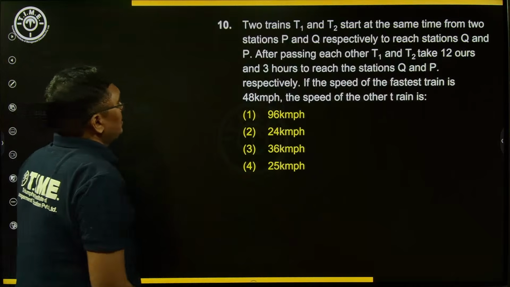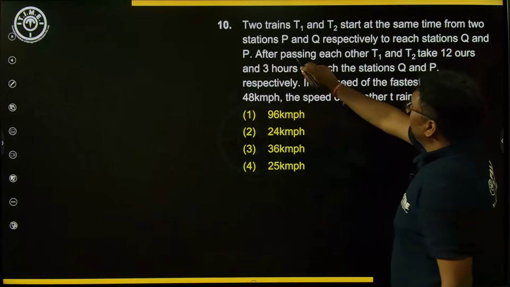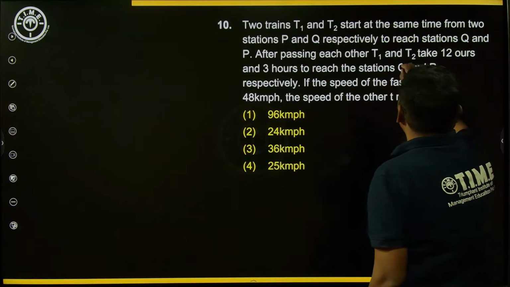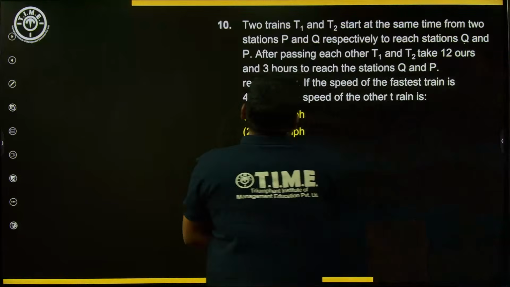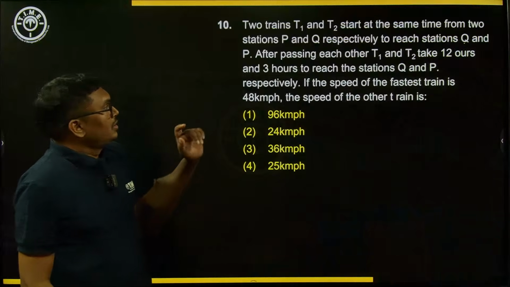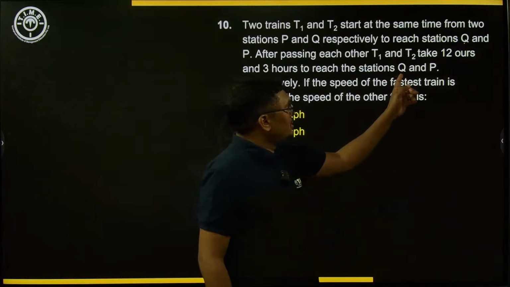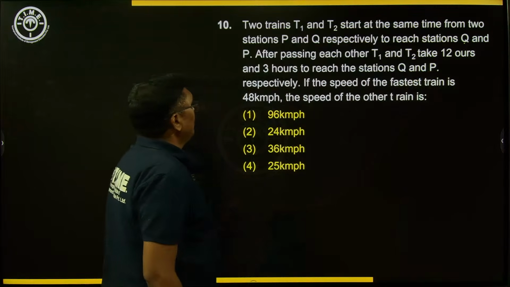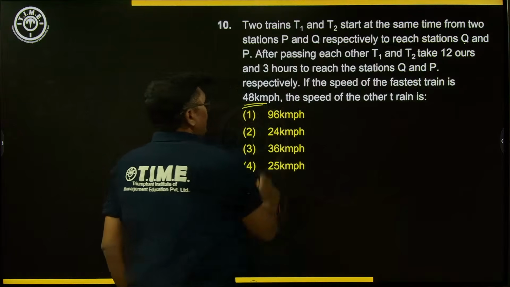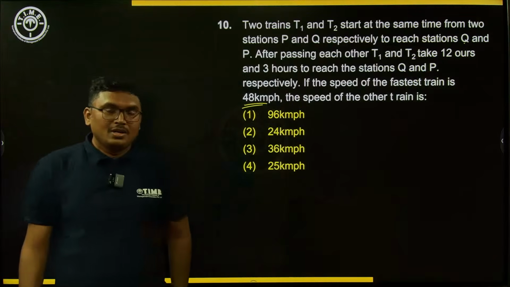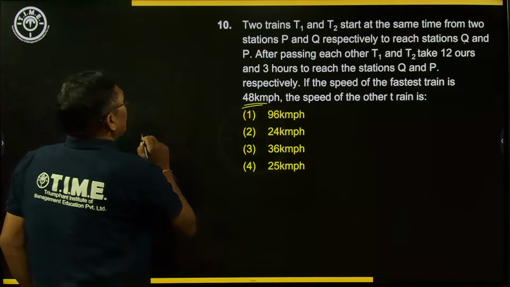So two trains T1 and T2 start at the same time from two stations P and Q respectively. After passing each other, T1 and T2 take 12 hours and 3 hours to reach the stations Q and P. Right. So if the speed of the faster train is 48 kmph, what is the speed of the other train? Okay. See here, let us understand the question first.